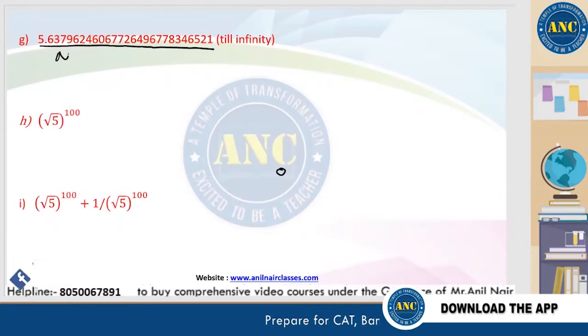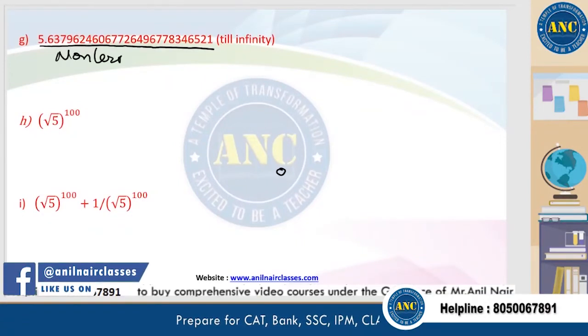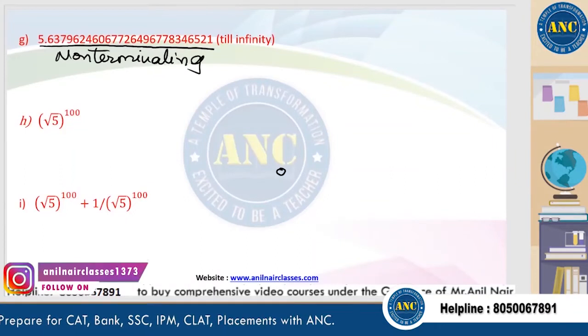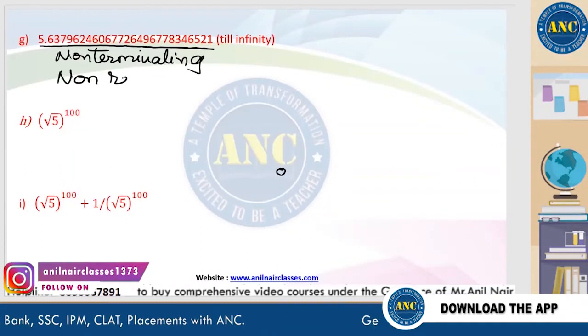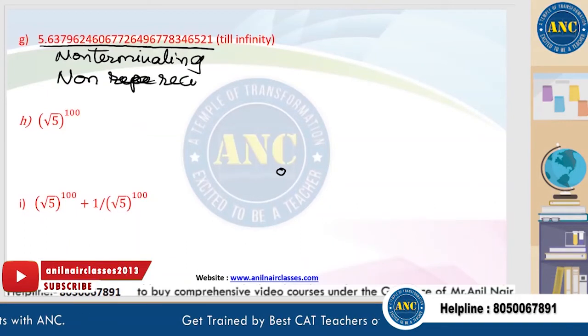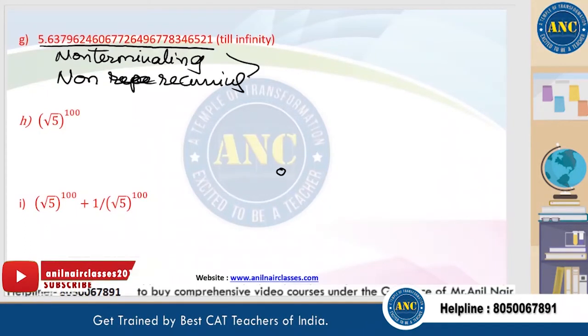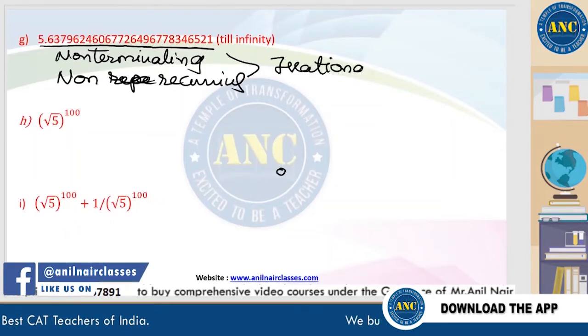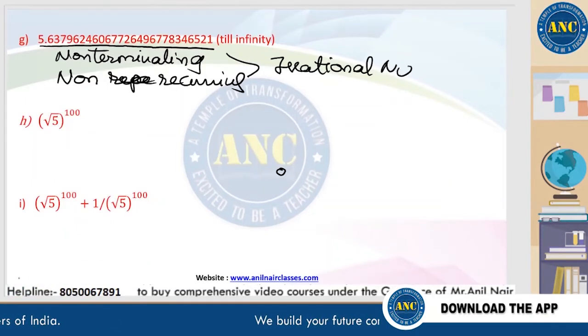563962460666496. Non-terminating, and the digits are not getting repeated. Non-repeating, non-terminating, non-recurring, which is an irrational number.